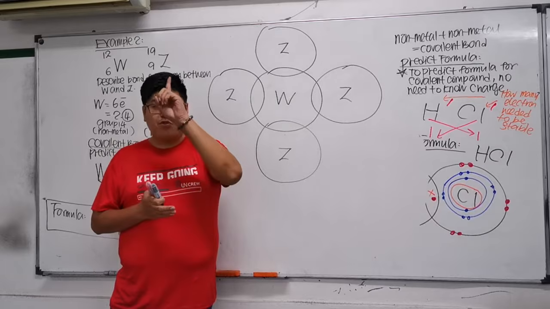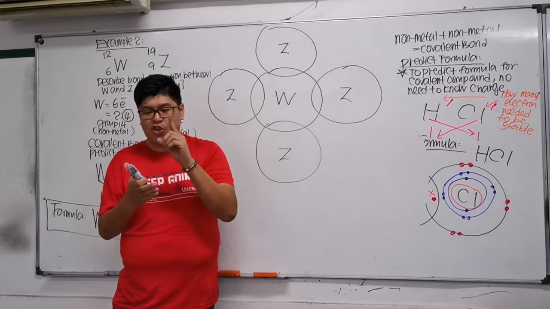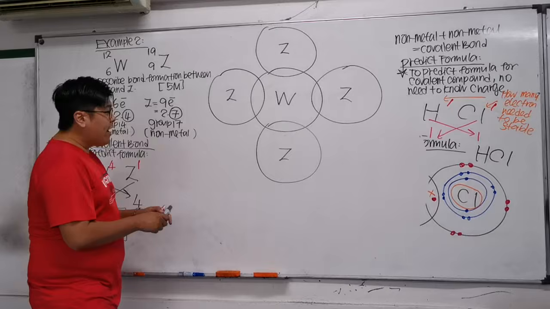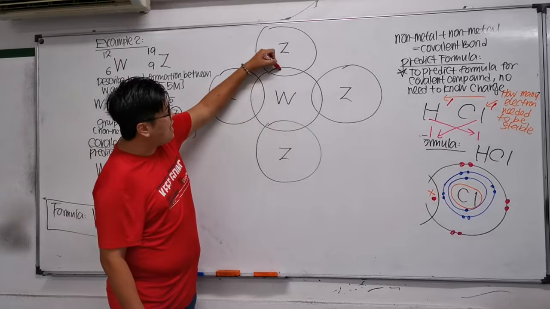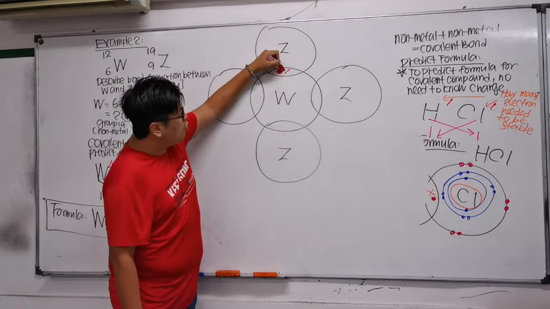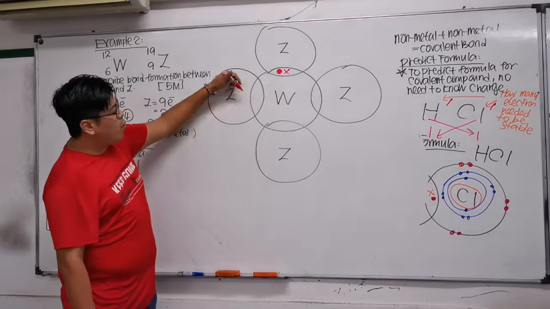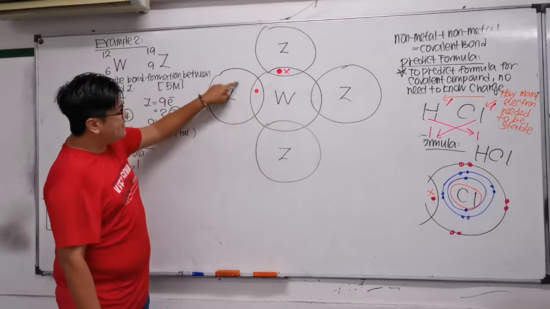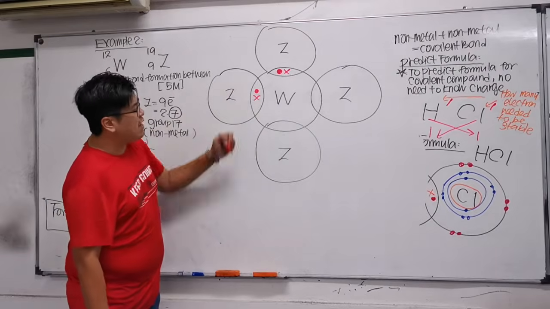Let's assume we share 1 electron first. Okay, let's say W shares one electron with Z. Z returns the favor. Z also shares one with W.